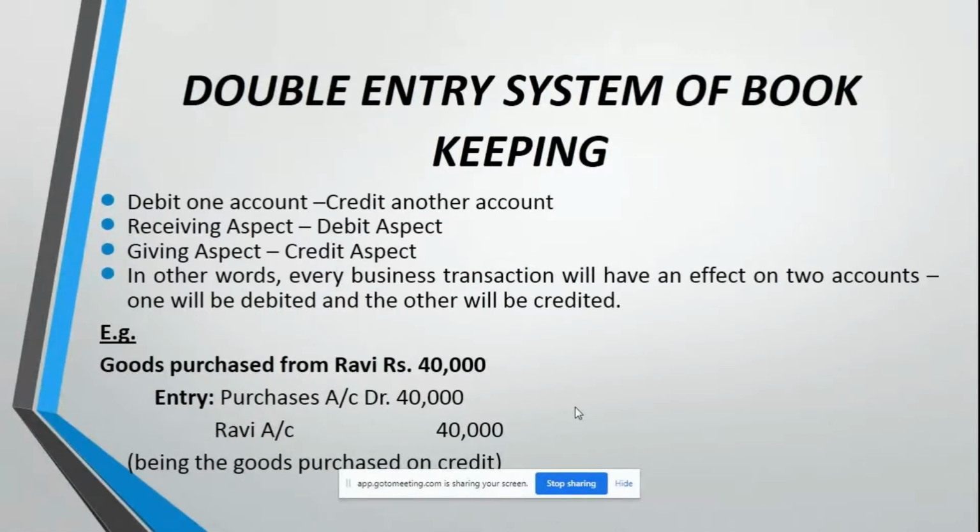So here, if we exhibit or execute the double entry system, what did we say? We debit the receiving aspect. Yes, purchases. We are receiving stock. We are purchasing stock. And what is the credit? The giving aspect. The company has to make payment to Ravi. Credit, the giving aspect. And this only is your double entry system of bookkeeping. Every company, every entity follows. But of course, there are certain business concerns which don't follow this double entry.